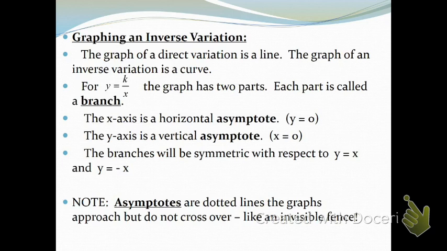The graph of direct variation is a line. The graph of an inverse variation is a curve. So we're going to graph the curvatures. It has two parts. Each part is called a branch. The x is a horizontal asymptote. The y is a vertical asymptote. Now, we'll go into more understanding about what those mean. Do you guys know what asymptotes are? They're dotted lines because they're not part of the graph, but they show where the graph is approaching. We've done horizontal asymptotes before, I know.